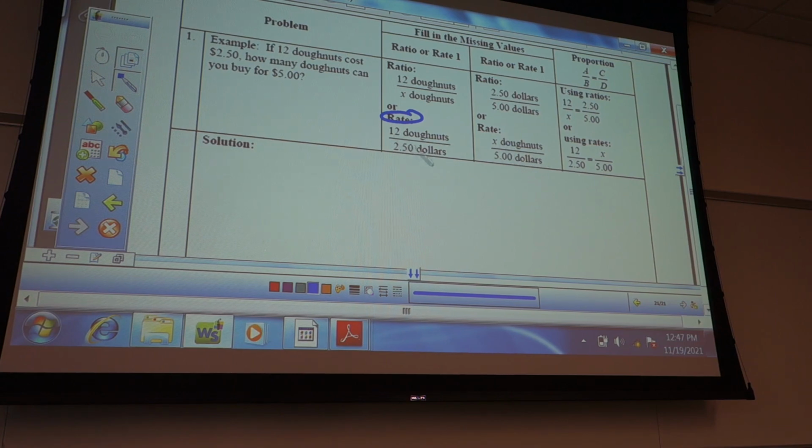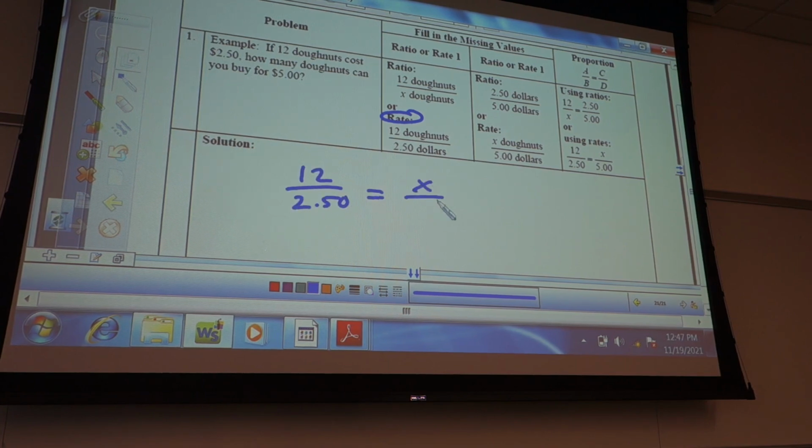So I like setting them in rates personally. And then just make sure that whatever's on top, you have your X on top, and you have the other things on the bottom, and then they both match. If it's X donuts, they both have to have donuts on top. Then I can set them equal to each other and say, okay, 12 over 2.50 equals X over $5. And then to solve for X, all I have to do is multiply both sides by 5. And I have my answer.